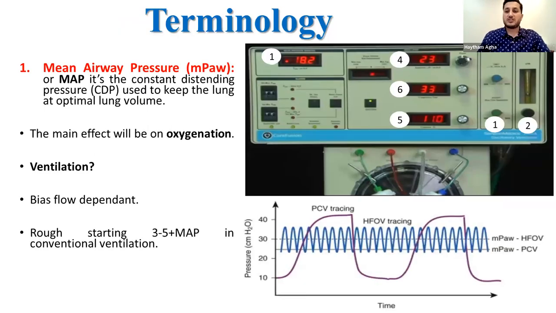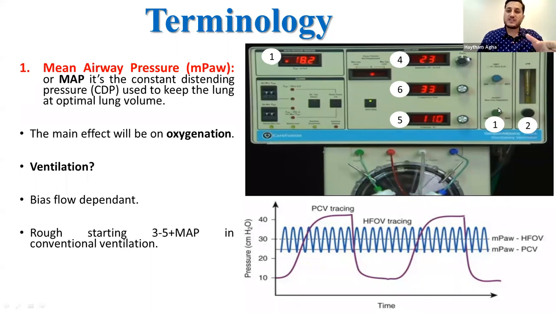Now let's go to the machine, how to deal with the machine of high frequency. This is the most common machine used in our ICU. We have six parameters on this machine. Three of them deal with oxygenation, and the other three deal with ventilation. First of all is the mean airway pressure, which represents the distending pressure to the lung. These values here can be adjusted from the knob here.